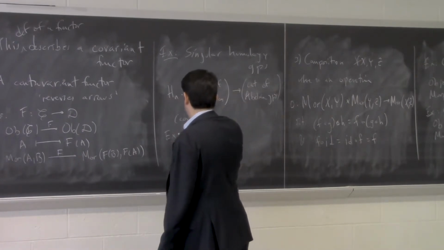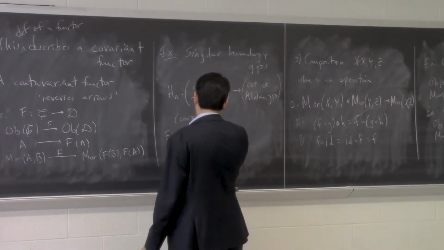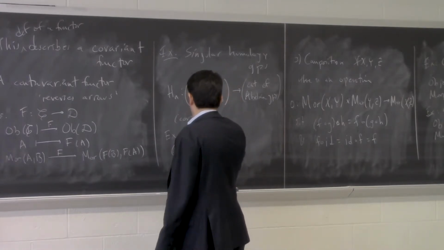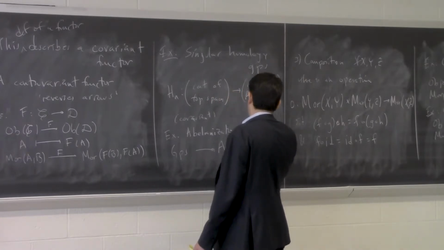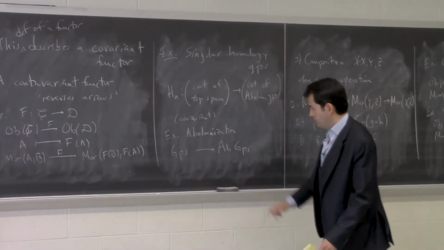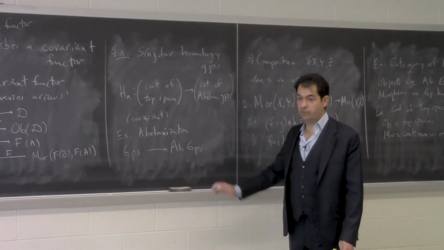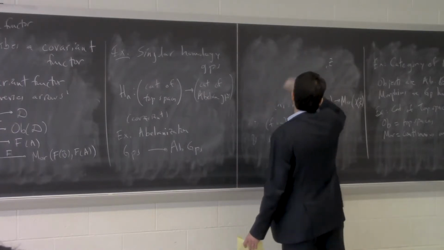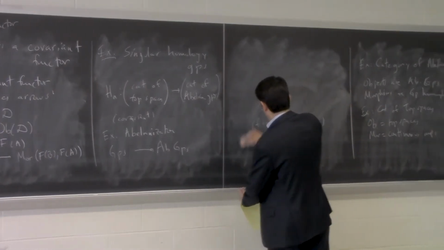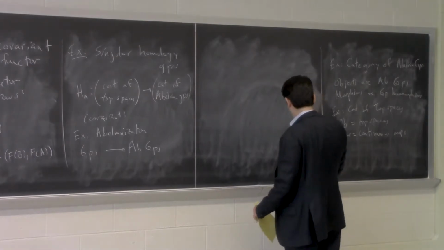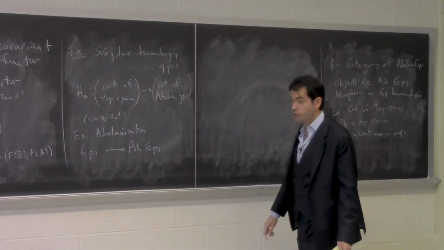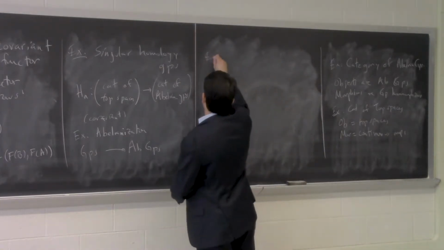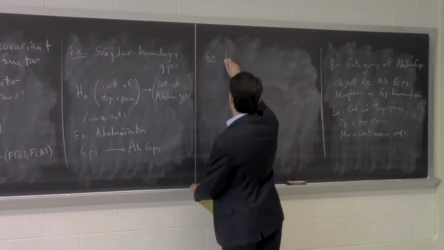Another example is abelianization from groups to abelian groups. To every group you assign its abelianization, where you mod out by the commutator subgroup. And again, maps between groups induce maps between their abelianizations because a homomorphism between groups sends commutators to commutators. Right, in the fundamental group.